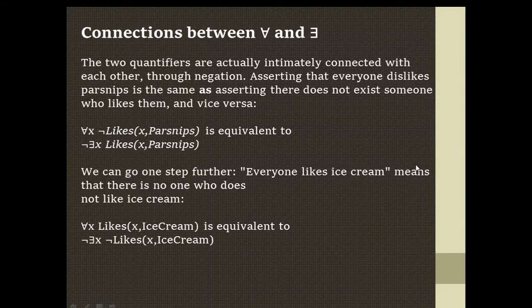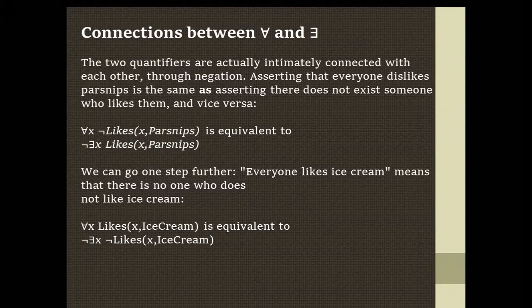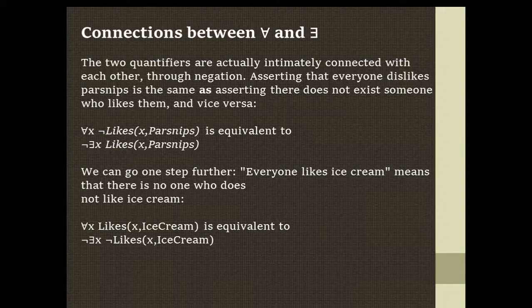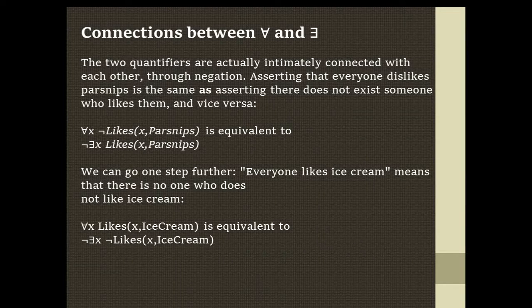Connections between for all and there exists. The two quantifiers are intimately connected with each other through negation. Asserting that everyone dislikes parsnips is the same as asserting that there does not exist someone who likes them, and vice versa. We can go one step further. Everyone likes ice cream means that there is no one who does not like ice cream. For example, for all objects x, x likes ice cream is equivalent to there does not exist an object x such that x does not like ice cream.